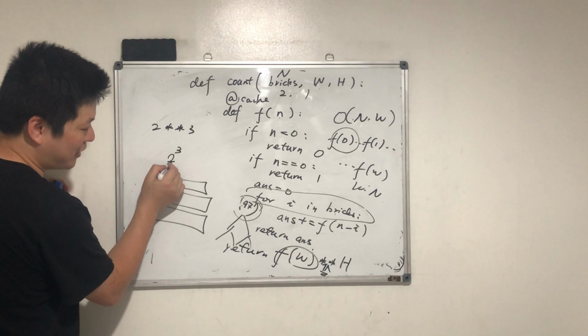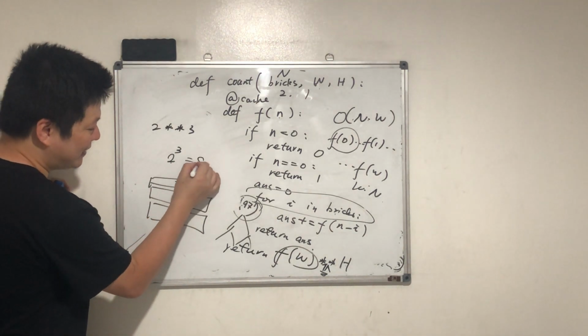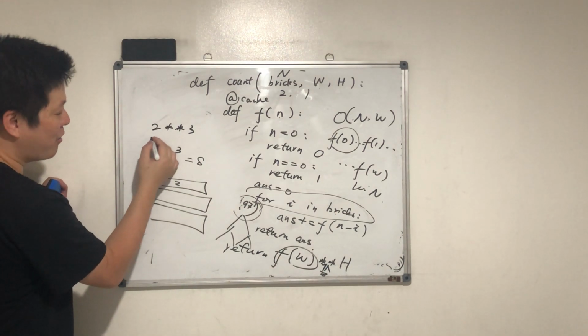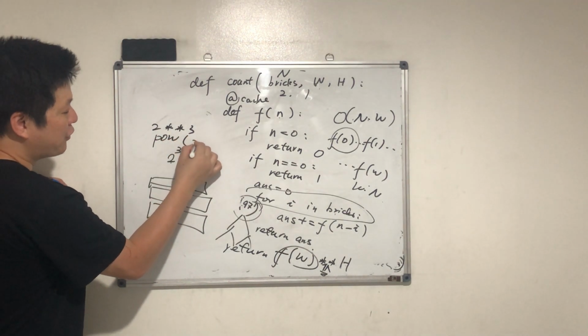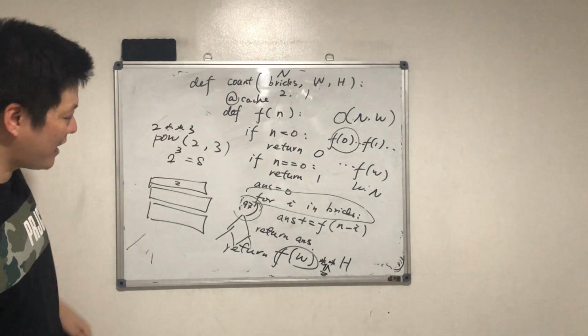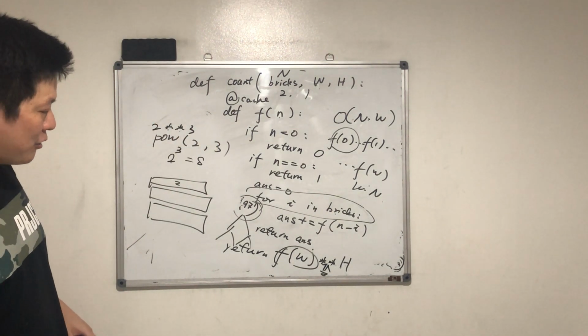So 2 to the power 3 is 8, right? It's three 2s multiplied together, or you can write it as 2 to the power 3. It's the same thing, yeah? Got it? Do you want to write it here?